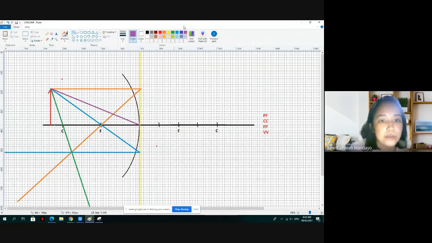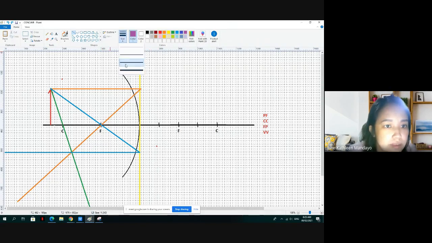And then sabi nga natin, to identify where the image is formed, you have to take note of the intersection of the lines. So in this case, ang intersection ng lines natin is at this portion. Tama? Ayan. So, yung intersection niya would now be on this point. So, we can identify this one as yung ating image. So, ganito yung magiging image niya.